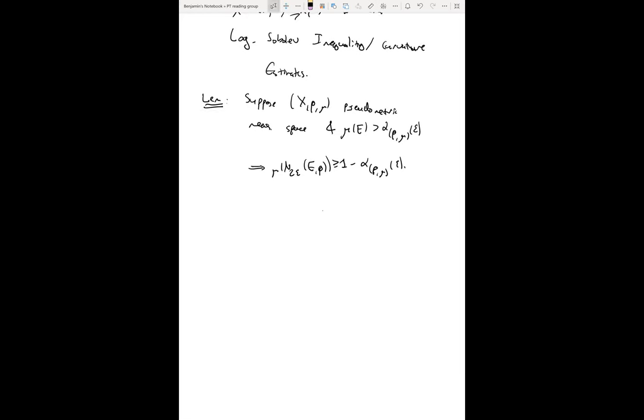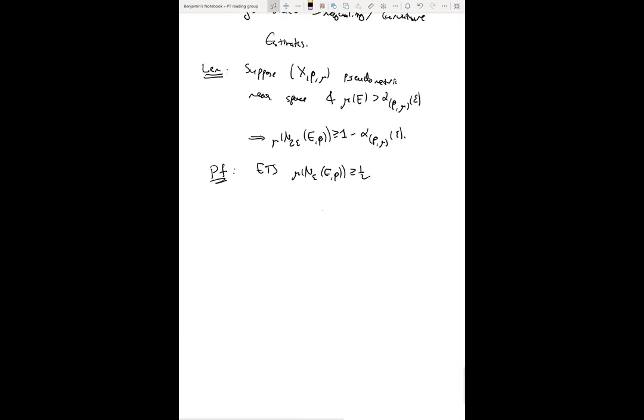So the proof of this is not hard, but it's kind of fun. It's enough to show that the measure of the epsilon thickening is at least a half. Because if the epsilon thickening has measure at least half, then by definition of the concentration function, the epsilon thickening of that is going to have measure at least one minus this concentration function. But the epsilon thickening of the epsilon thickening is contained in the two epsilon thickening, by the triangle inequality.